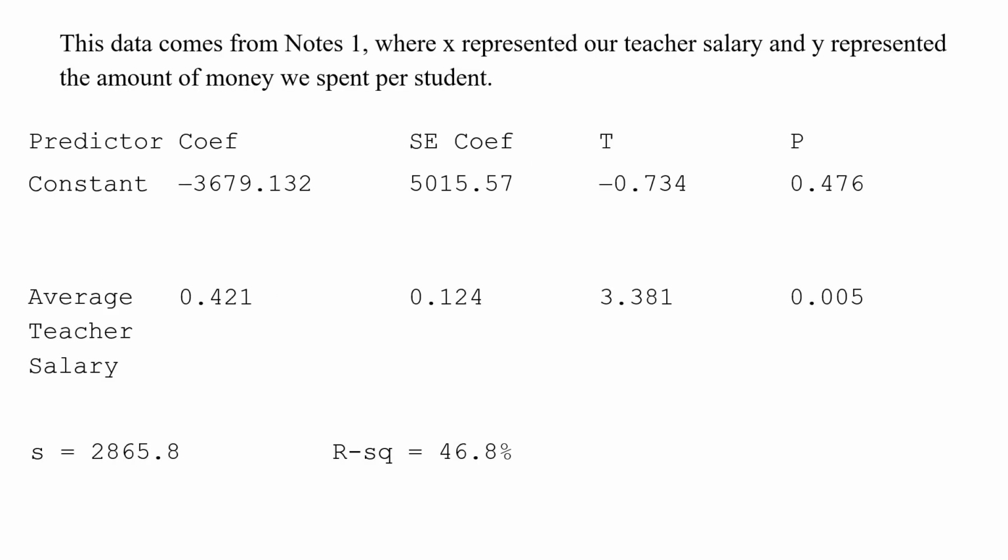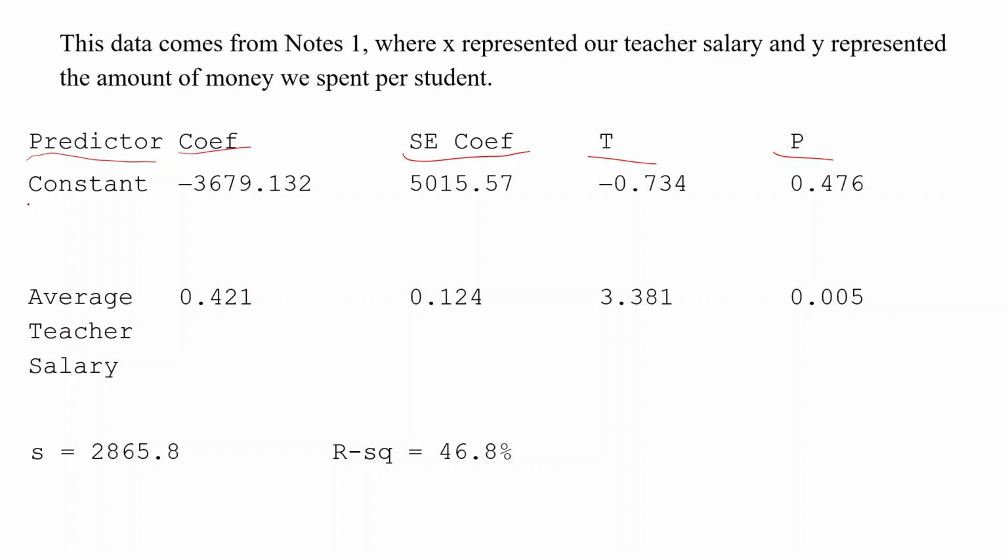So this output comes from notes 1, where X represents our teacher salary and Y represents the amount of money a school district spent per student. We have seen this computer output before back in Unit 2, but now we're going to have some more information about it. We have our headers here. It says predictor, COEF, SE COEF, T, and P. Now you know enough about inference that you can probably assume what those values mean.